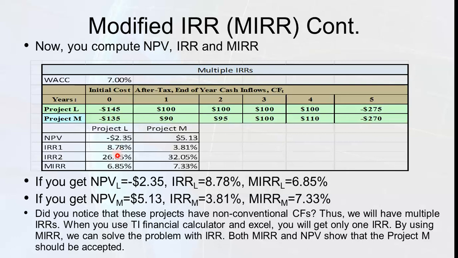It has two internal rates of return, multiple IRRs. So which one should you use? It's difficult, right? This is the big problem. And you can compute MIRR. Now, when you compute MIRR, as you can see, both the NPV rule and the IRR rule give us the same decision.